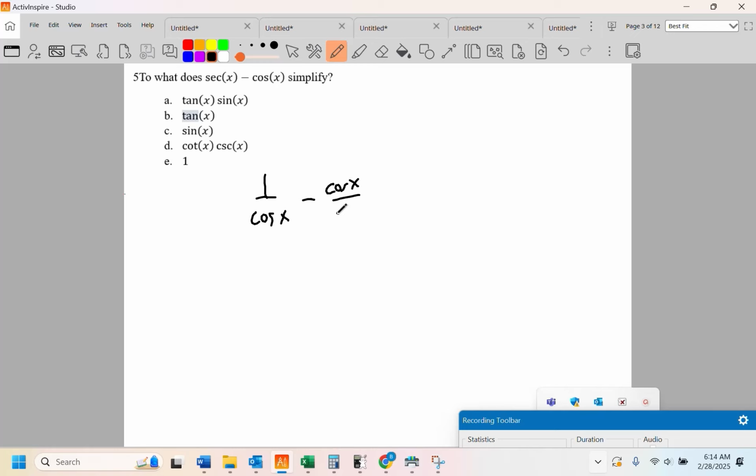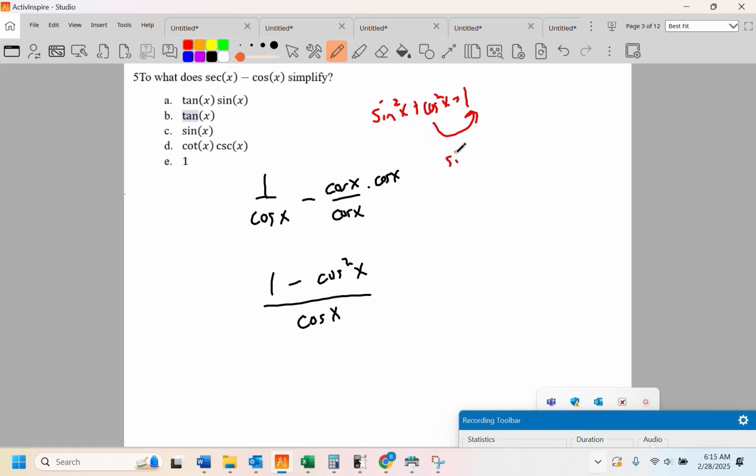And what we're going to do is we're going to introduce cosine of x down here. And if we do that, we have to do it to the top. So it becomes 1 minus cosine squared of x, both pieces over cosine of x. And you know, what is 1 minus cosine squared of x? So the main Pythagorean identity that you remember is sine squared of x plus cosine squared of x is 1. So if I subtract the cosine squared of x, sine squared is 1 minus cosine squared. So this becomes sine squared of x, sitting pretty over cosine of x.